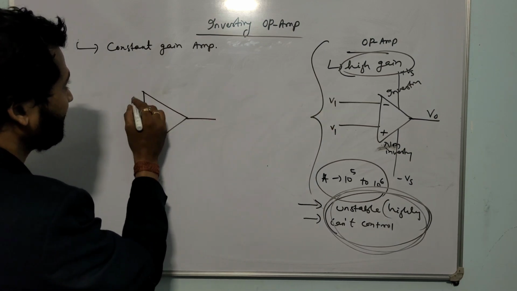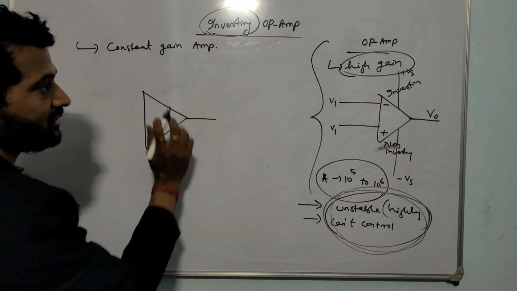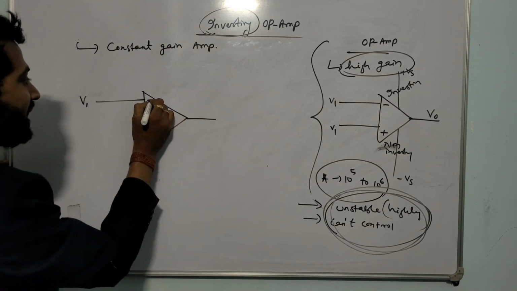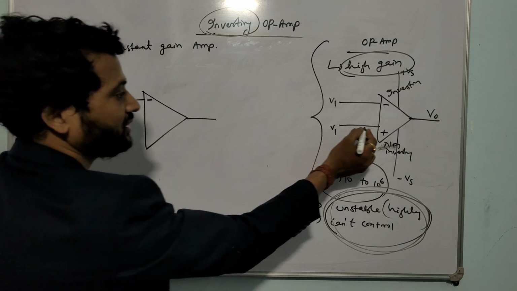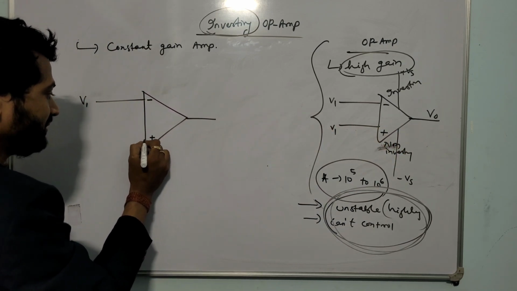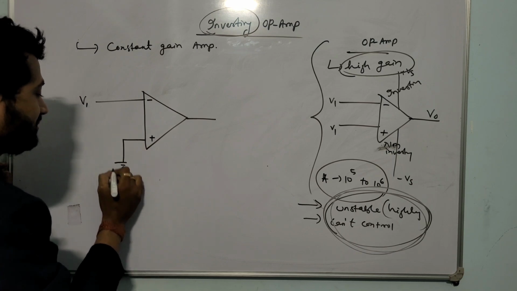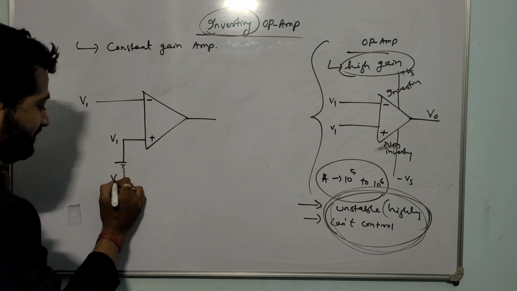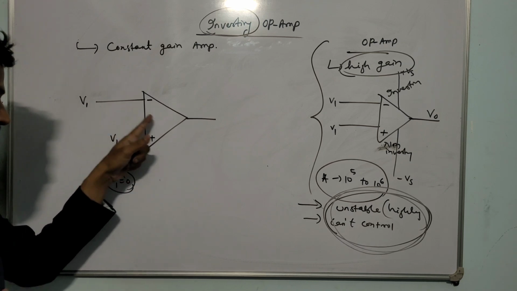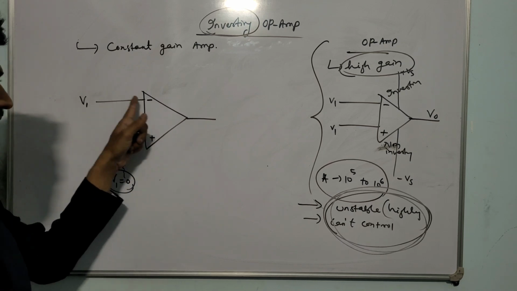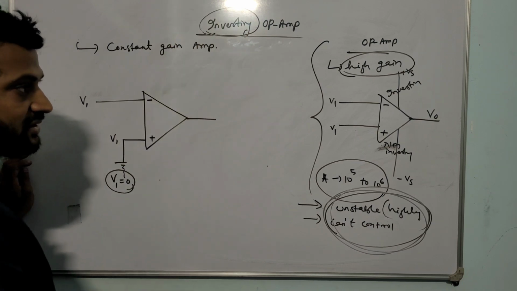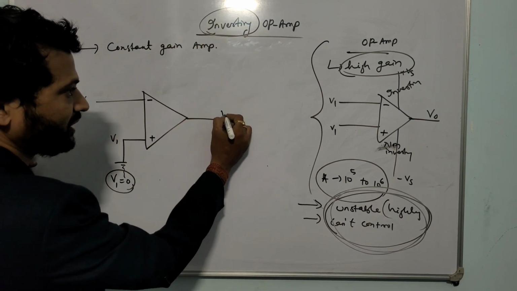As the name suggests, it is inverting, meaning we will activate the inverting part. The inverting part is negative, so we will activate the negative part and deactivate the other one, meaning we will make that terminal's potential difference 0. This is V1, and to make V1 0 we have to ground this terminal. So the non-inverting part should be grounded and the inverting part should be activated. Is it clear? That is called the inverting operational amplifier.